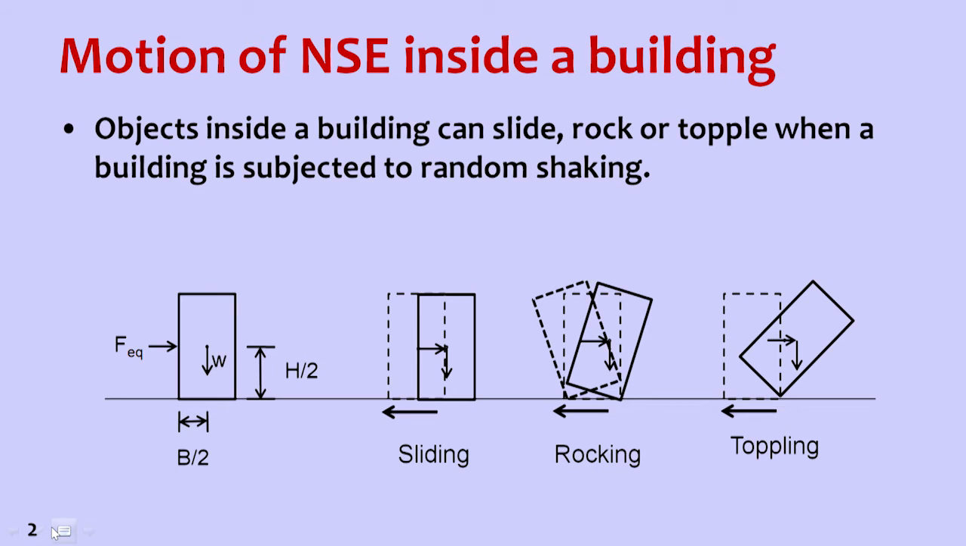Namaste. In today's tutorial we are going to discuss how to calculate the safety of a non-structural element. The three ways a non-structural element can fail are sliding, rocking, and toppling. Now how exactly does it happen?